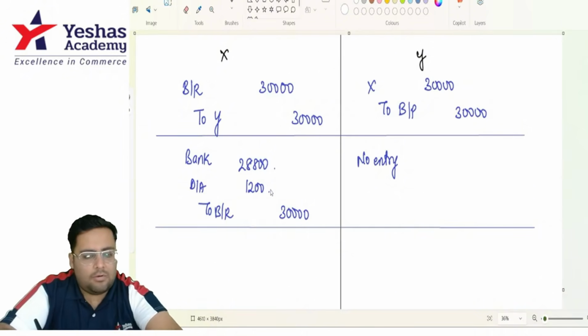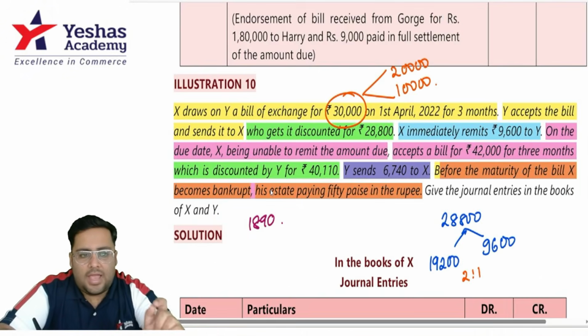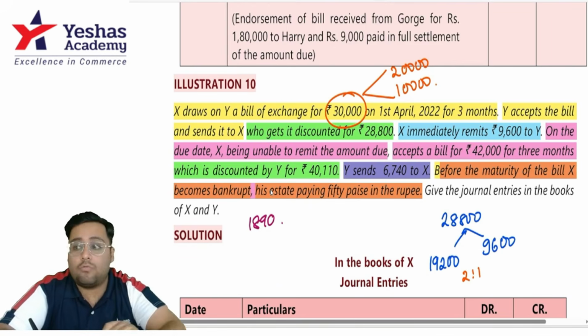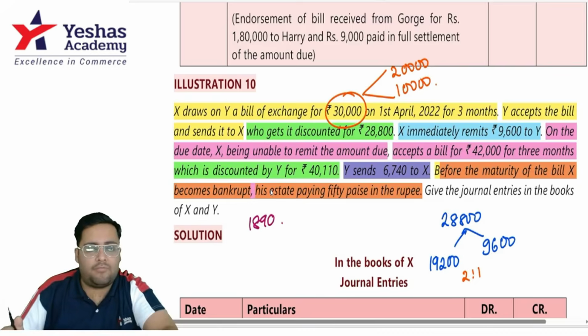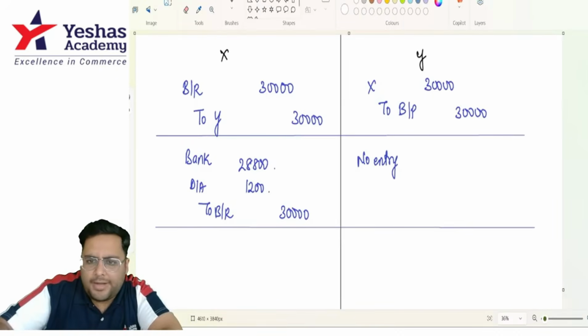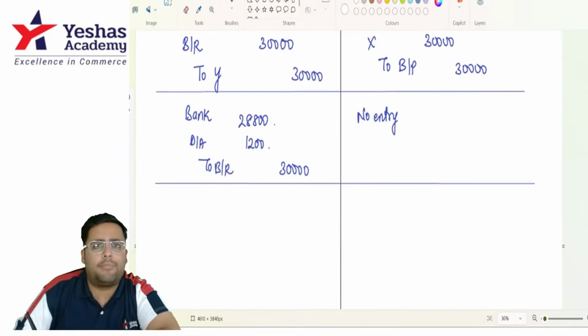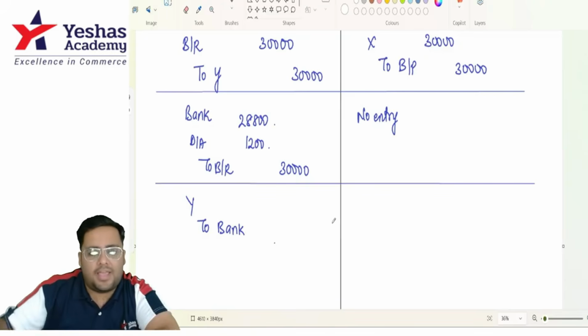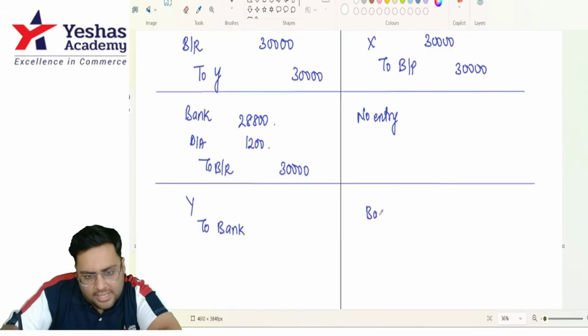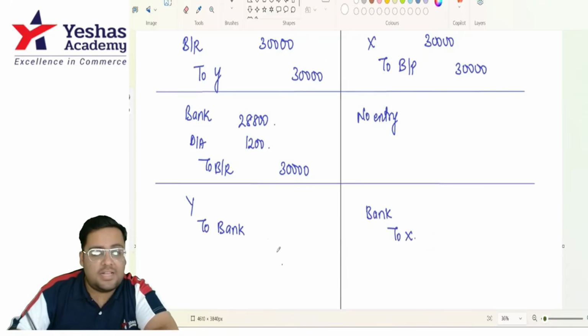Let's continue reading. What's the next paragraph saying? Who got it discounted for 28,800? Blue paragraph. X immediately remits 9,600 to Y. Who has shared amount with whom? X has given money to Y. X makes a payment to Y. Think and tell me what would be the journal entry in the books of X. Can I say Y to bank? Yes, sir. In the books of Y, what would be the entry? Can I say bank to X? Yes, sir. How much money is transferred?